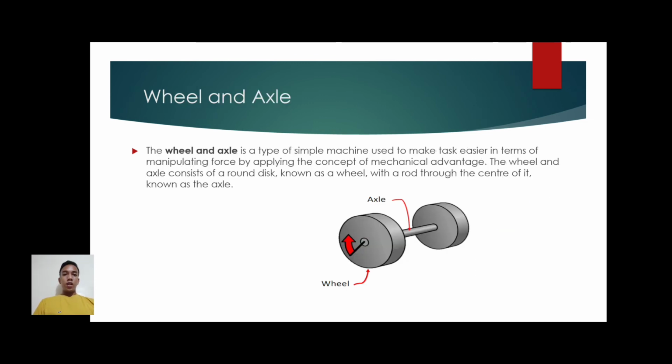Wheel and axle. The wheel and axle is a type of simple machine used to make tasks easier in terms of manipulating force by applying the concept of mechanical advantage. The wheel and axle consists of a round disc known as a wheel, with a rod through the center of it known as the axle.